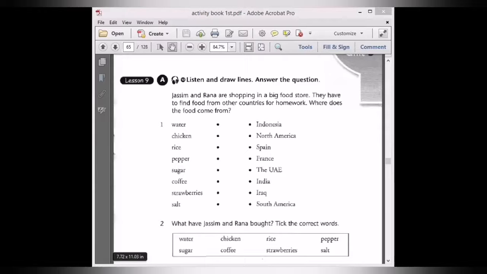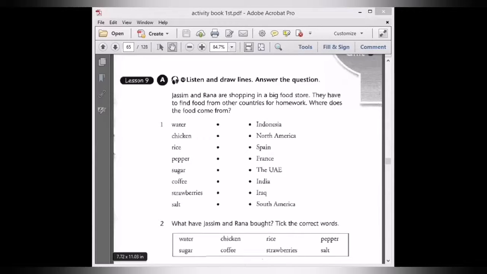Where's this water from? Produce of the UAE. But we have water at home. Oh, we want a chicken. Over there in the fridge. Here you are. Where's it from? It's from here. It's from Iraq. OK, put it in the basket. Now, where's the rice? There. It's from India. Rice from India. In the basket. Look, here's some pepper. It's from Indonesia.